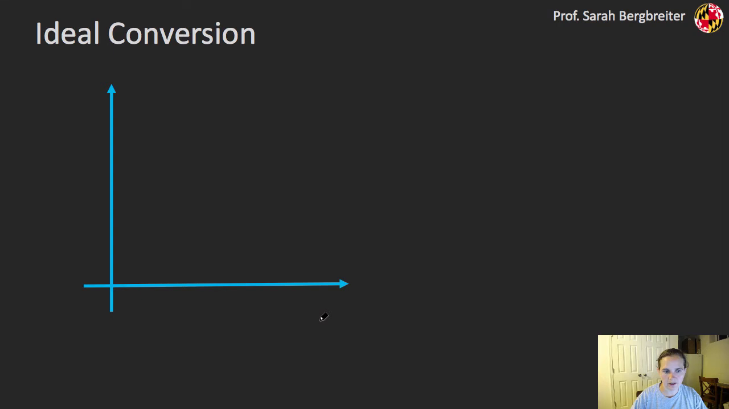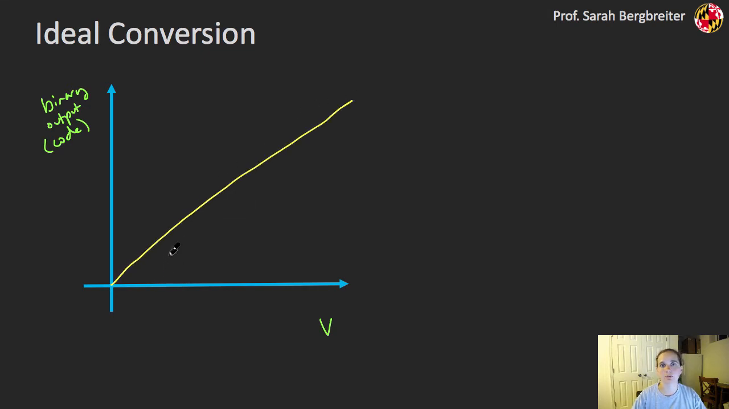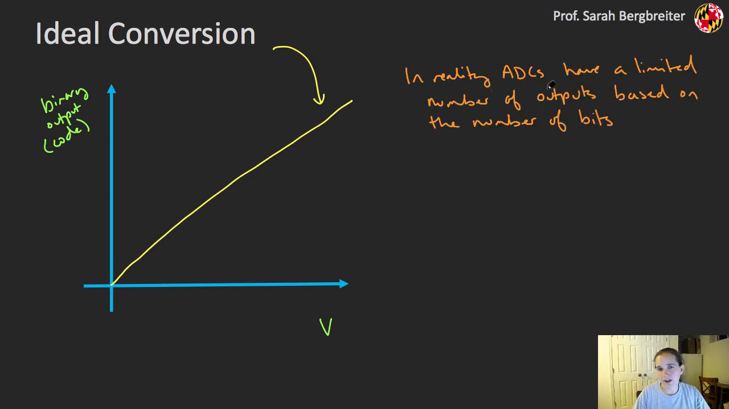So as we mentioned, that ADC is going from a voltage input to a binary output, or a code output. And in an ideal world, I have enough codes that I effectively have a one-to-one mapping between these two things. So that would be my ideal conversion. In reality, it's a little different.